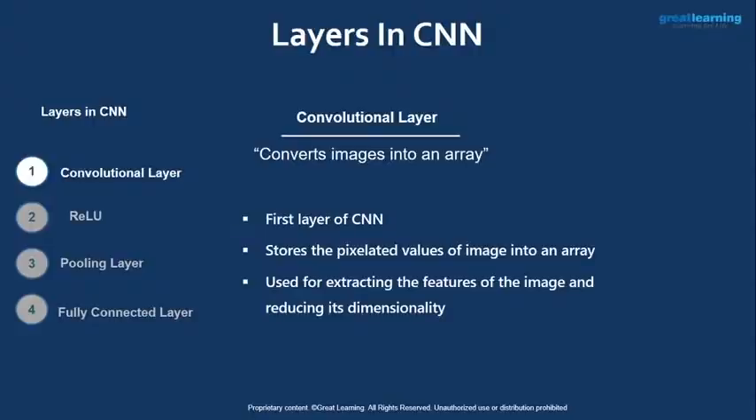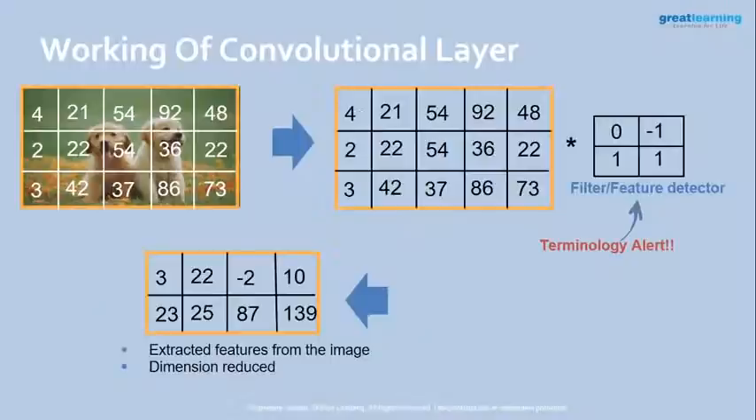So how can we do that? Let's have a pictorial visualization for that. Suppose I have an image, a dog image. So what are the pixels I have? I have 4, 21, 54, 92, 48, 2, 20, 2, 54, 36, 22, right?